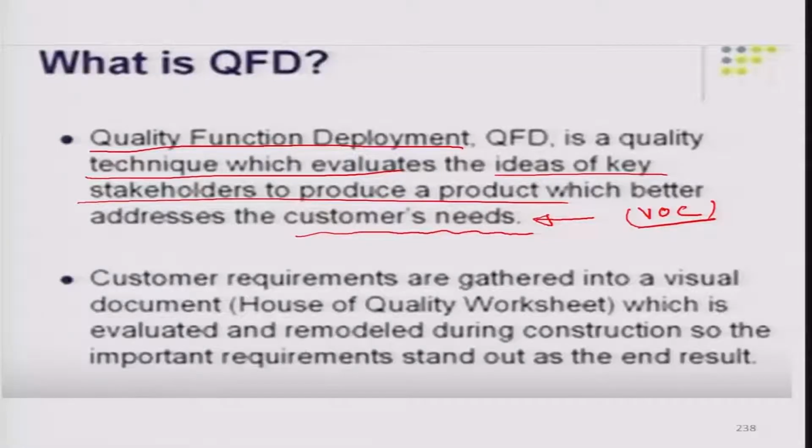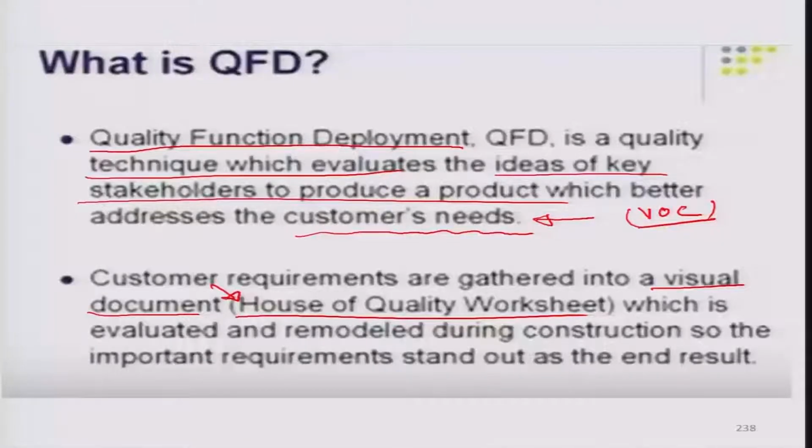So the customer requirements are gathered together into a visual document. It is also known as the house of quality worksheet, and I'm going to focus on this house of quality worksheet and tell you about the various instances, and we will do some design related to the dry cleaning business, where we will talk about setting up a dry cleaning facility and compare it to the existing facilities which are available, so that we can get an idea of what needs to be the focus in setting up a dry cleaning business, for the business to run well in comparison to the other competitors.